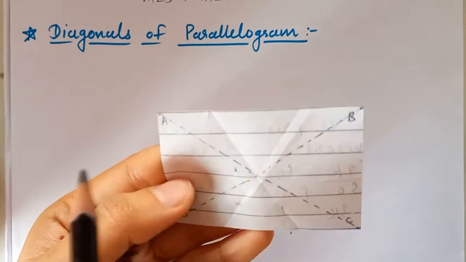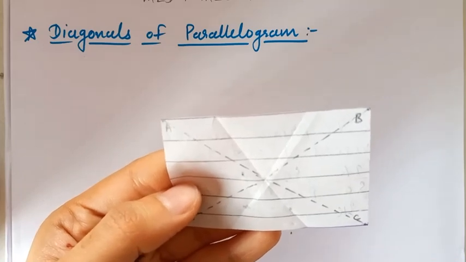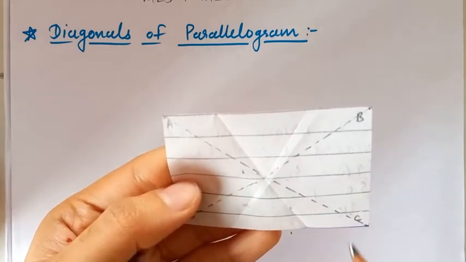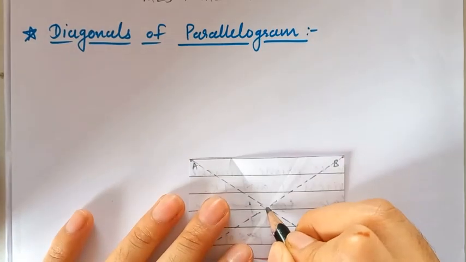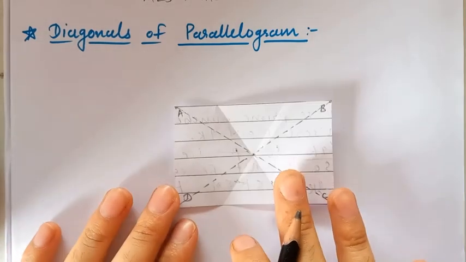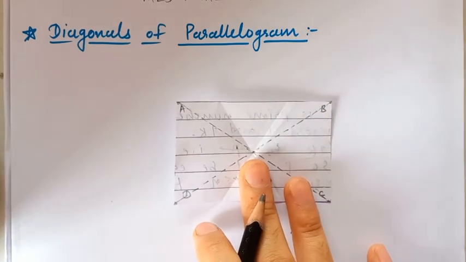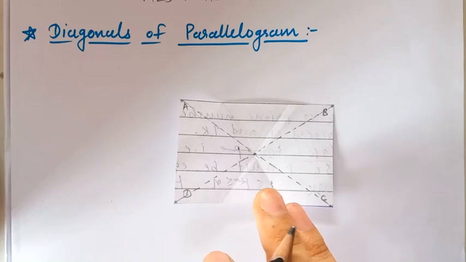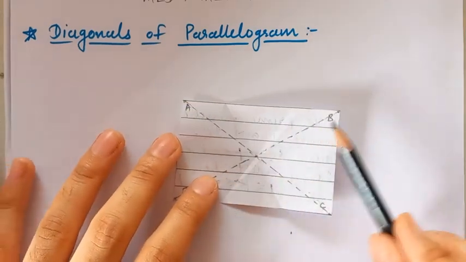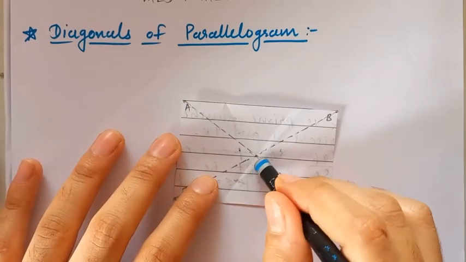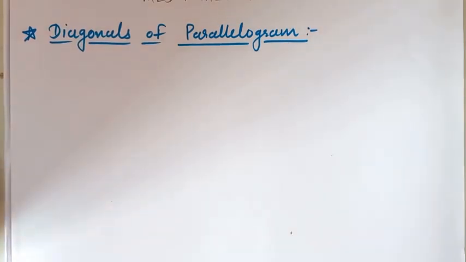What does it mean? The diagonals are not only crossing each other, they also bisect each other, so it is the midpoint. By this activity we can see that the diagonals of a parallelogram bisect each other at the point of their intersection. The intersection point of the diagonals is the same, and at this point they bisect each other. So this is the property for diagonals of a parallelogram.